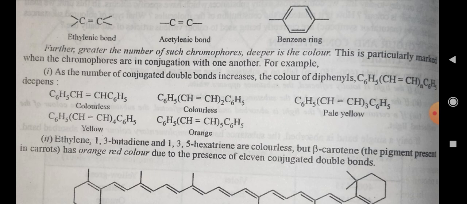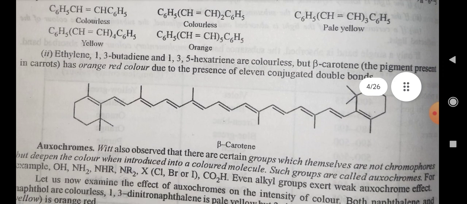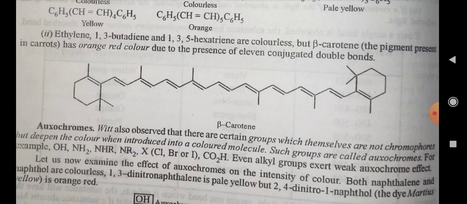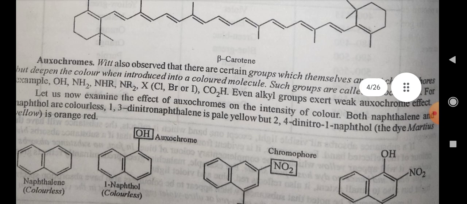For example, as the number of conjugated double bonds increases, the color of diphenyl polyenes C6H5(CH=CH)nC6H5 deepens from colorless to yellow and orange. Ethylene, 1,3-butadiene and 1,3,5-hexatriene are colorless, but beta carotene has an orange-red color due to the presence of 11 conjugated double bonds. Beta carotene.